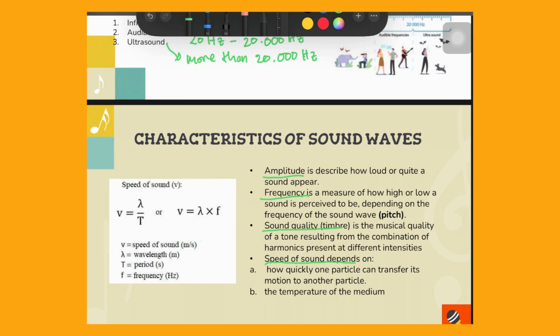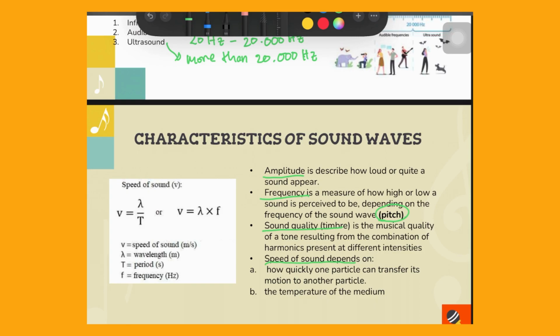The next is frequency. Frequency is the measure of how high or low a sound is perceived to be, depending on the frequency of the sound. We call the highness or lowness of a sound the pitch. And then sound quality, timbre, is the musical quality of a tone resulting from the combination of harmonics present at different intensities. The intensity of the sound we measure with a decibel meter.